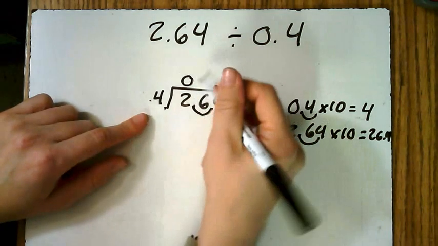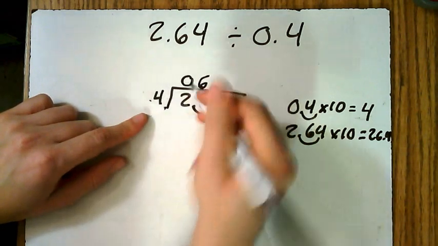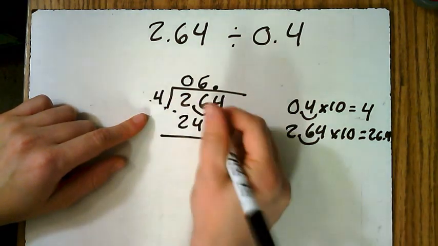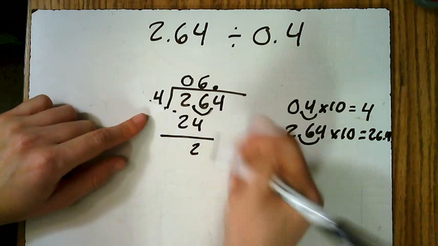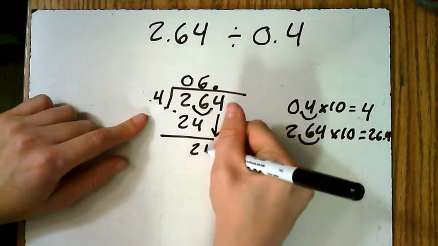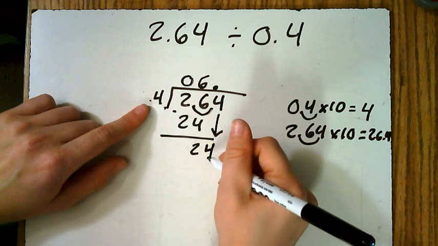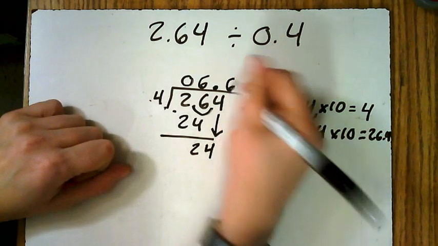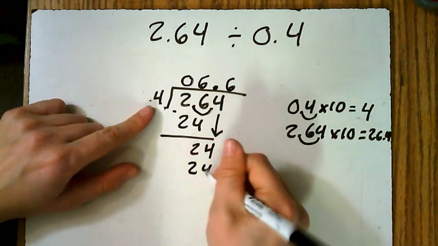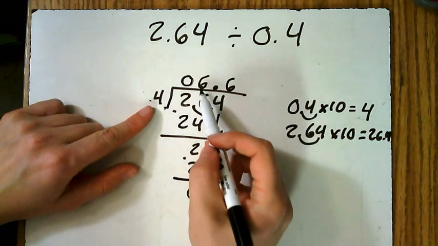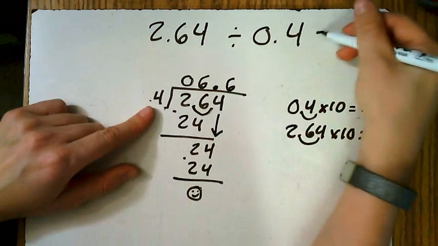Well, the closest that I can get to is 6 times. And 6 times 4 gives me 24. I subtract that out and I get 2. I bring down my 4 to make the number 24. 4 can go into 24 6 times. 6 times 4 is 24. Subtract it out and I get 0. So my answer is 6.6.